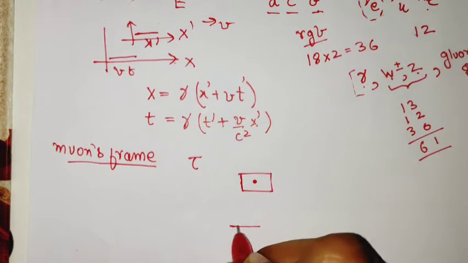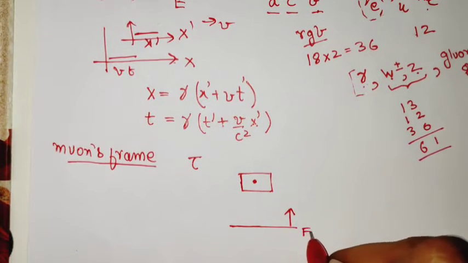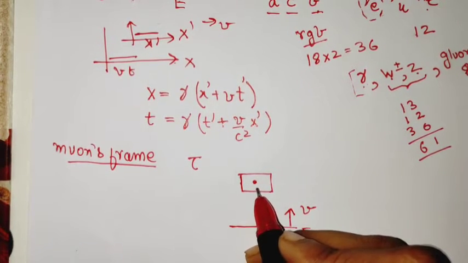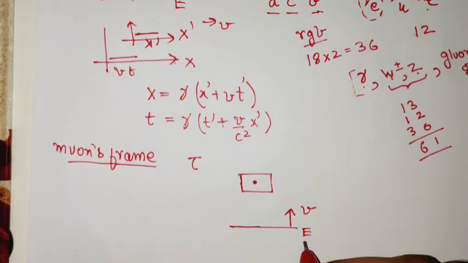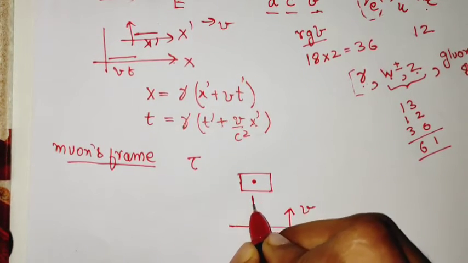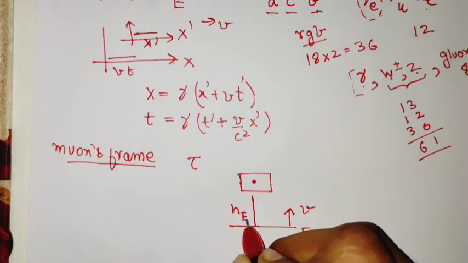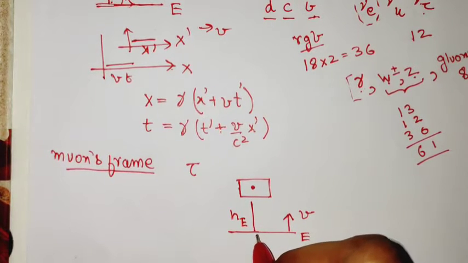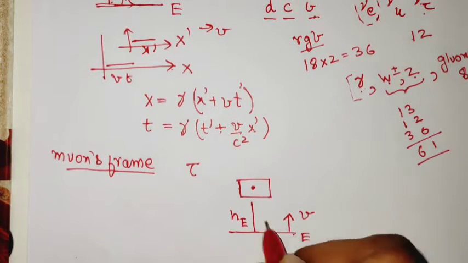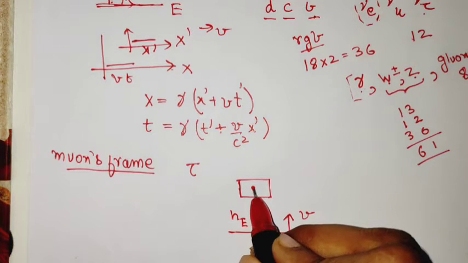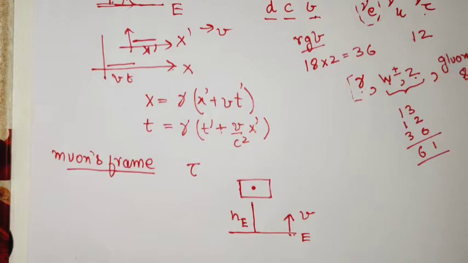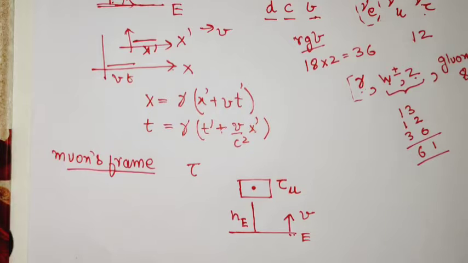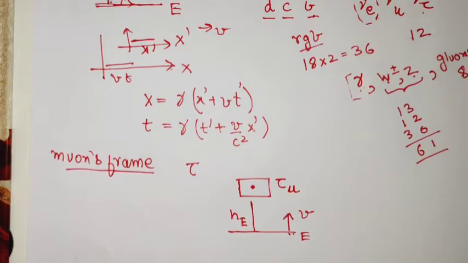In the muon's frame, suppose this is the muon and you are sitting with the muon. The Earth is traveling upward, because the frame that you are sitting in is at rest with respect to you, and Earth is traveling with a velocity upward, and you have been given height He. So the question that you must ask is, will Earth be able to reach me before I decay? For this, what we apply is length contraction.